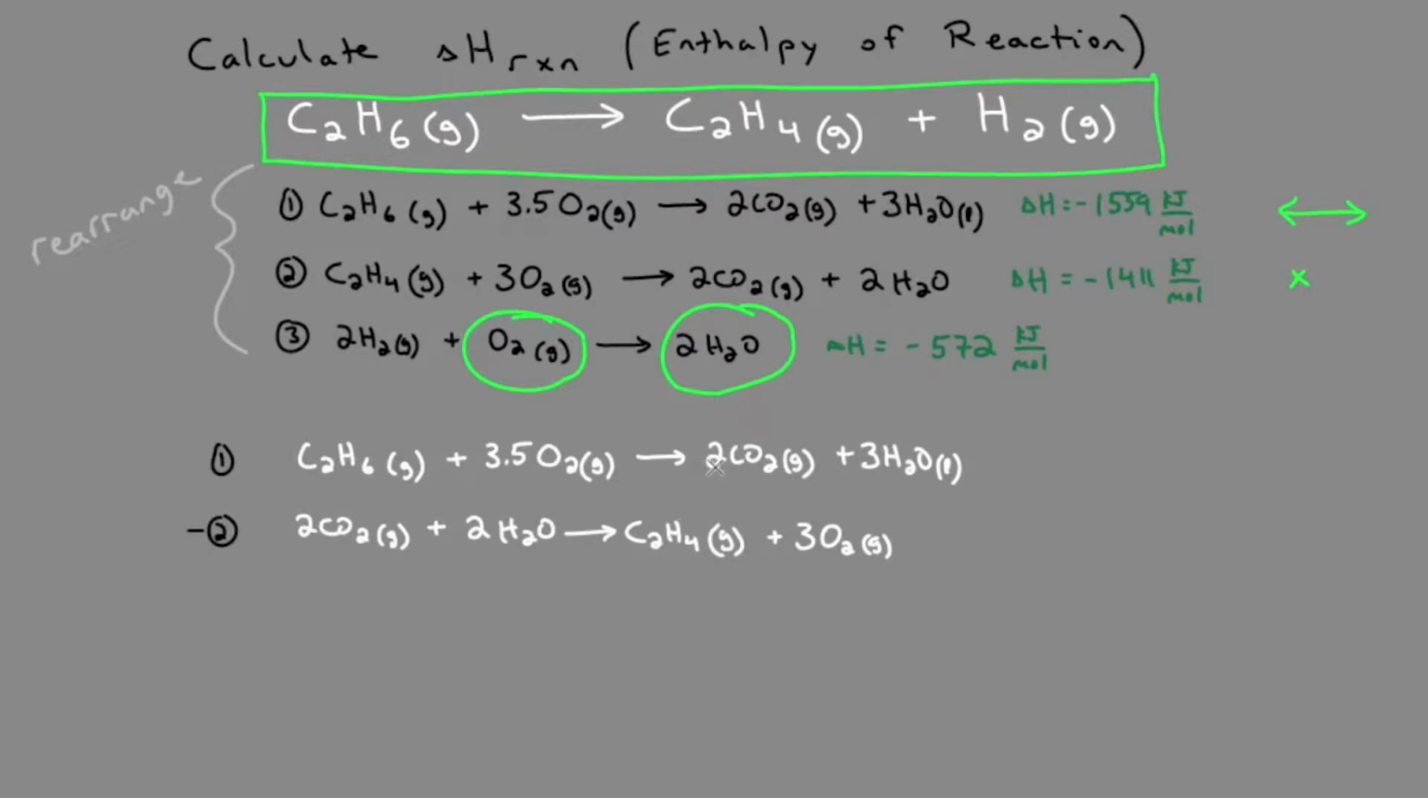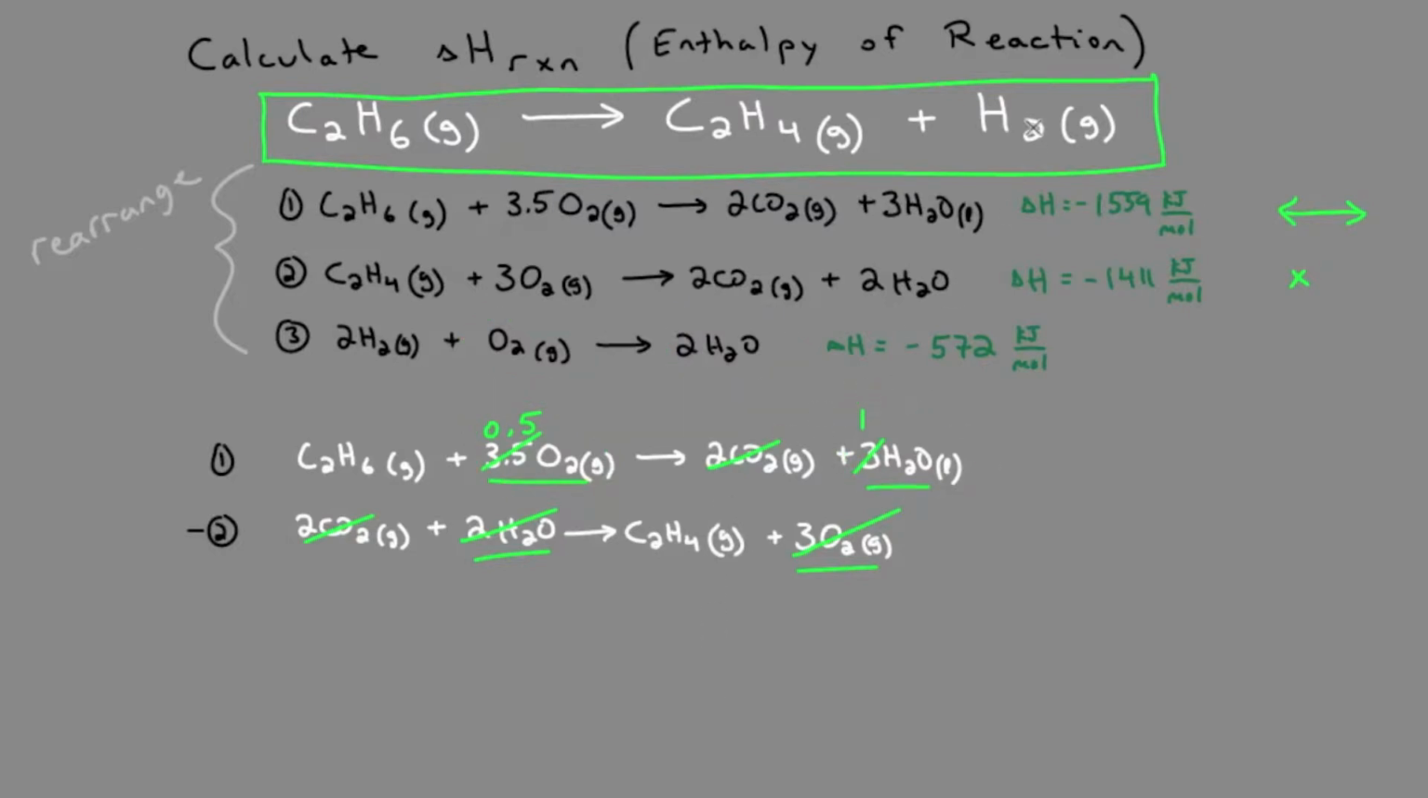We can see that the carbon dioxides would cancel, and some of the oxygens would cancel, and some of the waters would cancel. Reducing the water, we have 2 moles that cancel, and so we'll be left with 1 mole of water on the right side. And reducing the oxygens, we'll have 0.5 left over on the left side. So now we can start to see what we need to do with the equation 3, because we have half an oxygen and 1 water that we need to cancel.